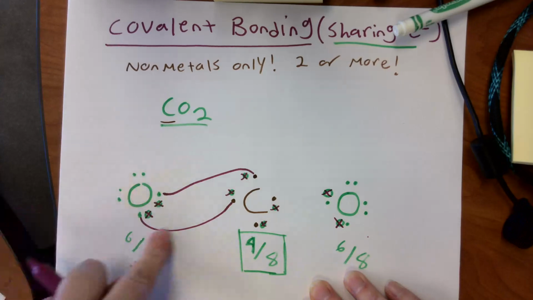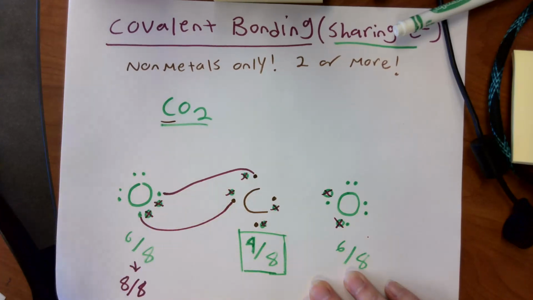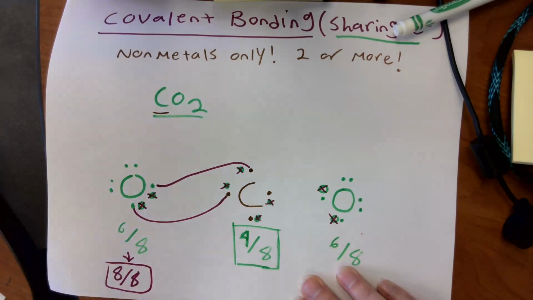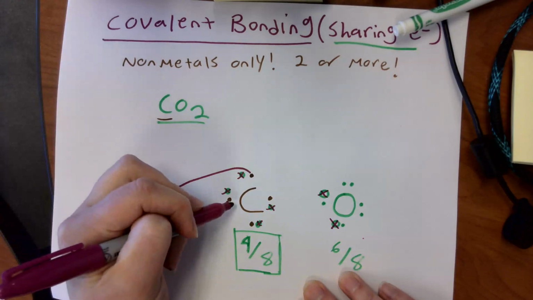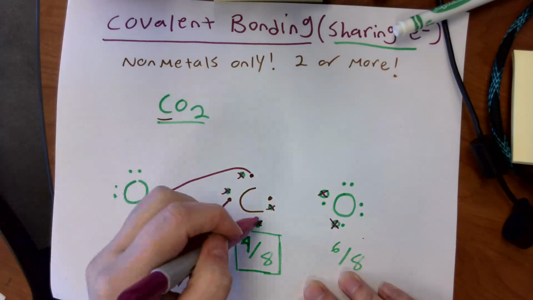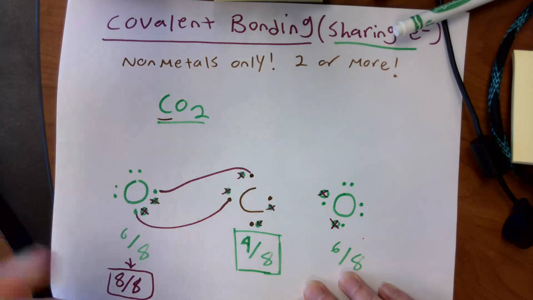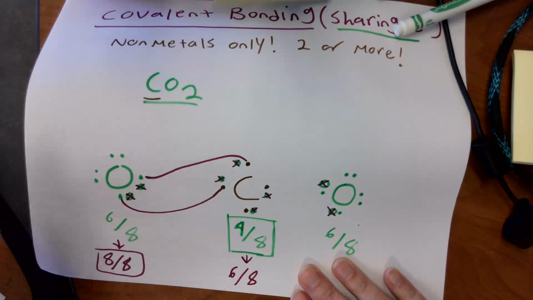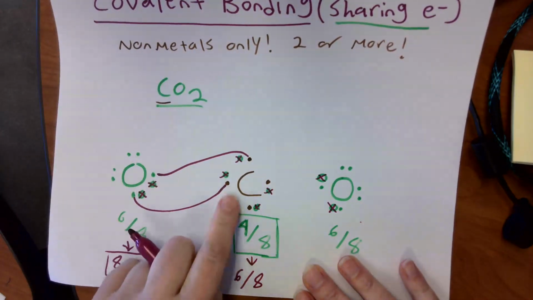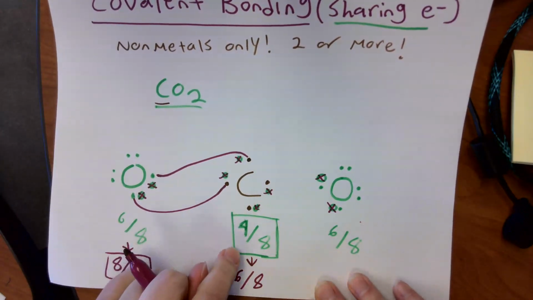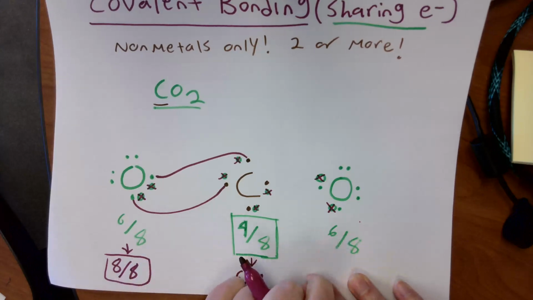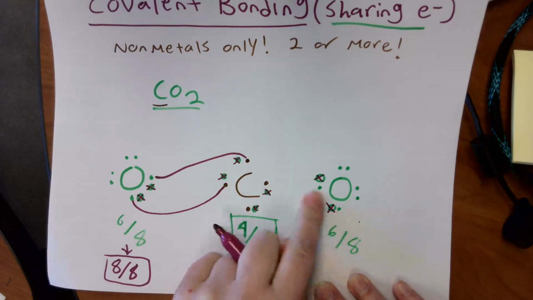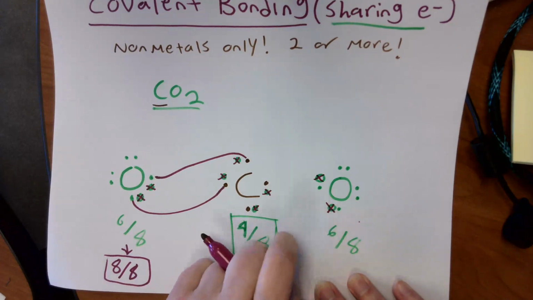Oxygen at this point is happy. It's content. It has access to all 8 electrons. But then we look at carbon over here and we go, okay, carbon has its 4 and access to 2 more. It has access to 6 out of 8. This carbon is not happy yet. And neither is this oxygen. But, hey, we have 2 extra electrons that carbon can share and 2 extra over here on this oxygen that it can share.